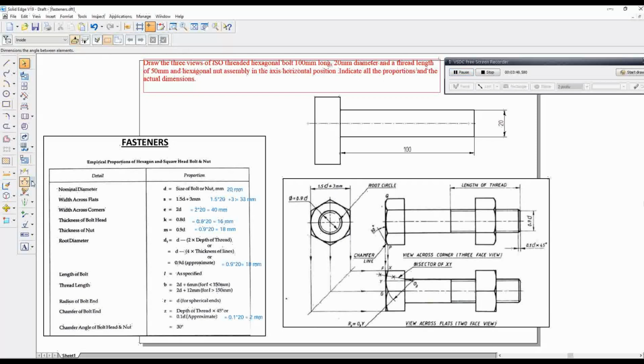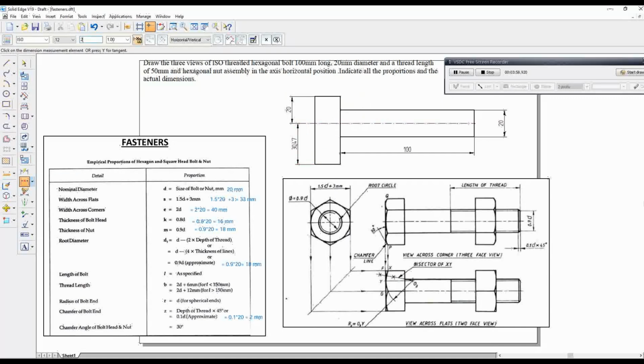20 mm on either side of the axis. What about the thickness? Thickness of the bolt head is 0.8 times d. 0.8 times 20 is 16 mm. This is the dimension of the bolt head. This is just a plain bolt.